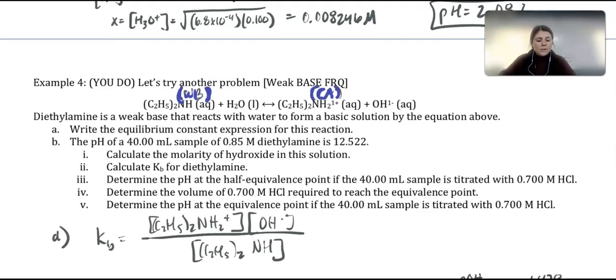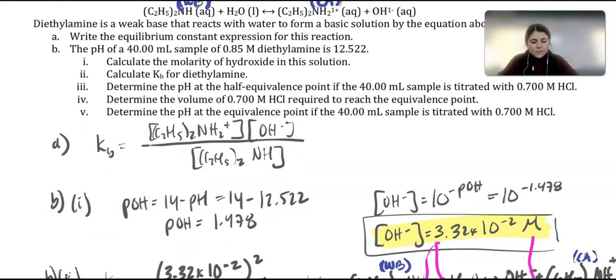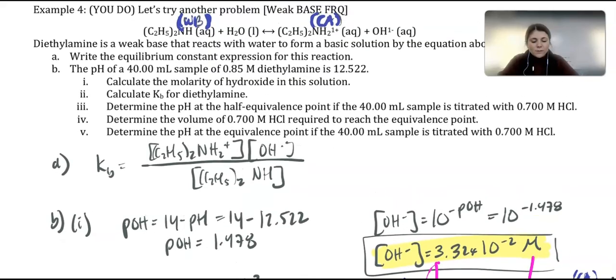So the first part, writing out the K expression, you should get Kb equals the conjugate acid multiplied by hydroxide all over the diethylamine, that weak base. Next part tells us the pH of a 40 milliliter sample of 0.85 molar diethylamine is 12.522. So we want to calculate the molarity of hydroxide in the solution. And this is all pretty much before anything has happened, okay?